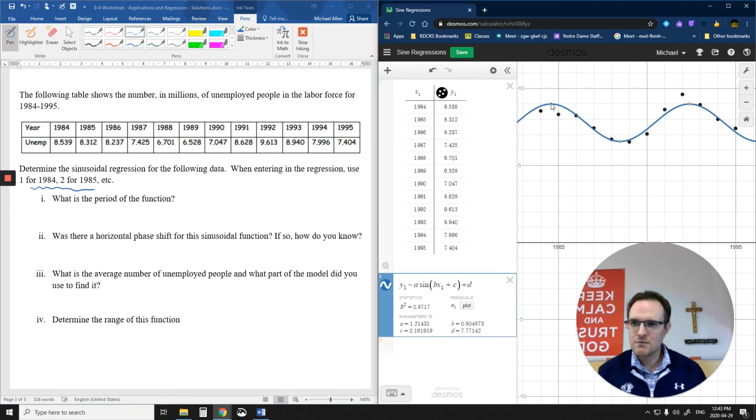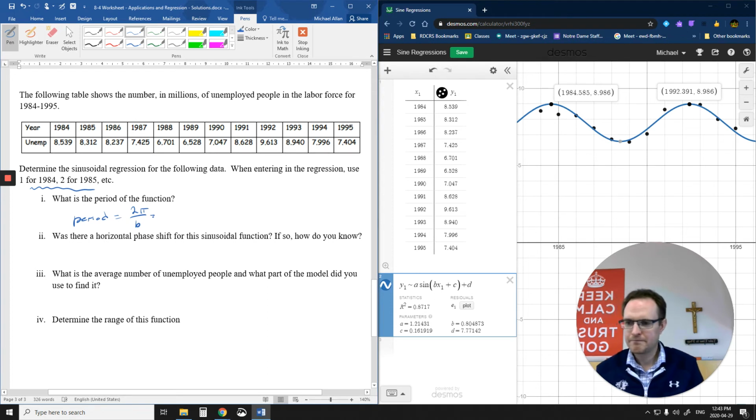So from max to crest, you could do it that way. So I can subtract these two X values here. I can use the regression formula because I know what the B value is. So there's a few different ways to do this. I'm going to go 2 pi divided by my B value for this one. So 2 pi divided by my B value, 0.804873. Okay, so 7.8. I think this is in years, yeah. Cool.